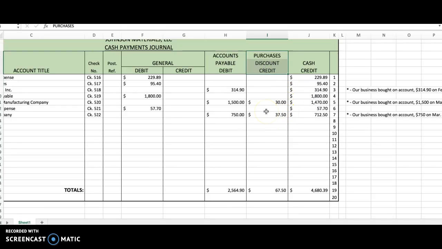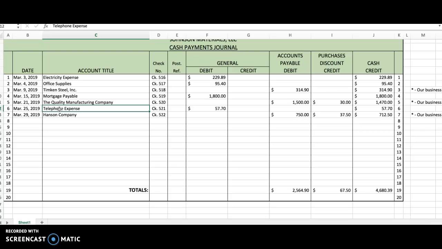And purchases discount is a contra account, and that is credited. So the amount that we pay is $1,470. We don't pay the $1,500, we got a discount. But as always, in any entry, the debits have to equal the credits. Those two credits equal the one debit.